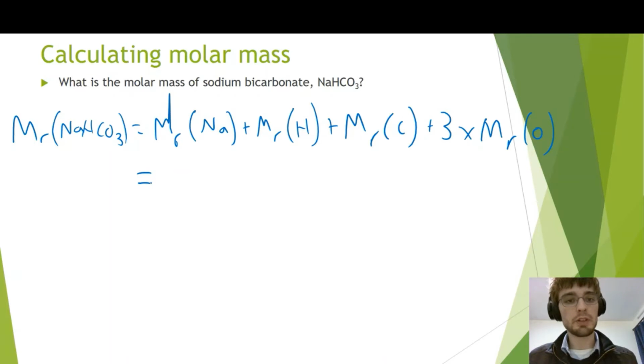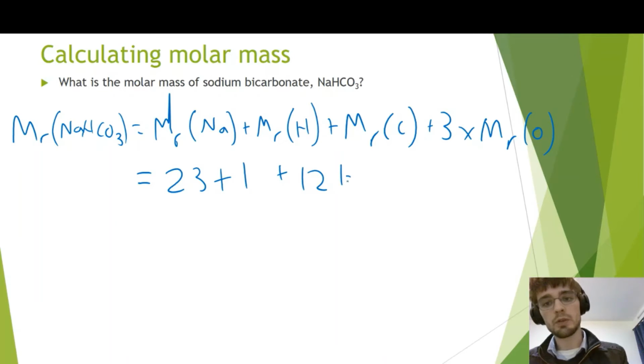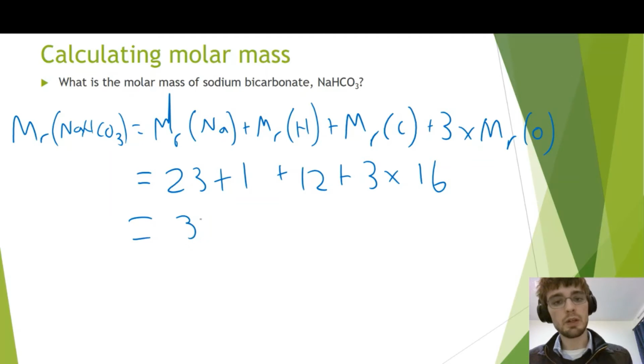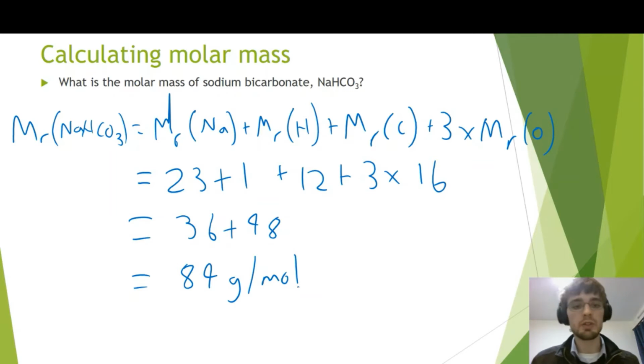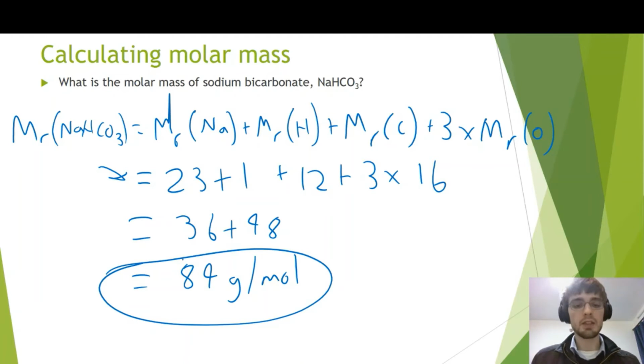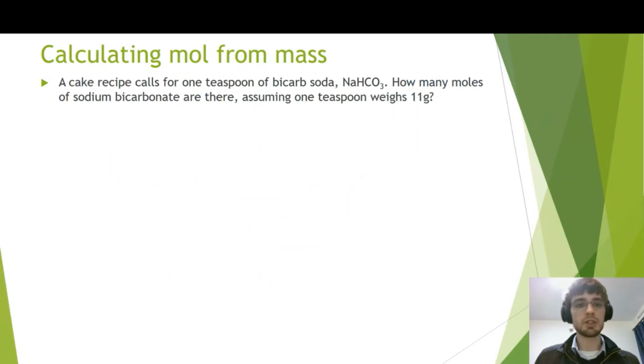And if we look this up on the periodic table, we would see that we have 23, hydrogen's 1, carbon's 12, and oxygen is 16. And when we add this together, we get 36 plus 48, which equals 84 grams per mole. Note that I only use the molar masses here to significant figures. So if you needed more significant figures, you might need to use more decimal places there. But basically, this is the grams per mole. And this will never change for sodium bicarbonate. Whenever you do something with sodium bicarbonate, the molar mass will be 84 grams per mole. So we can use that in our next question.